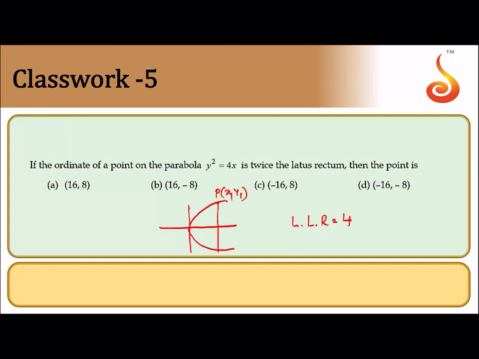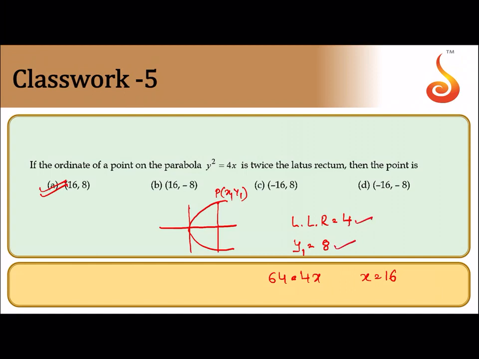So the length of the latus rectum is equal to 4. So ordinate is equal to 8. It means y1 is equal to 8. So 8 8s are 64 is equal to 4x. So x will give you 16. So the point will be 16 comma 8. So option A is correct, 16 comma 8.